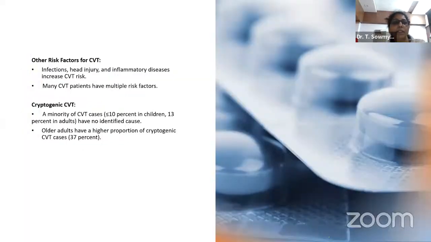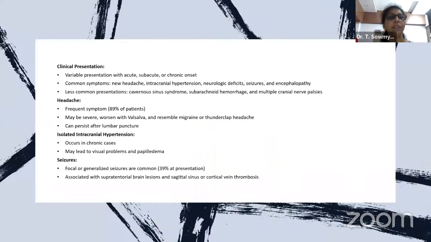And the other risk factors of CVT are head injury and inflammatory diseases, which increase the risk of CVT. And there is cryptogenic CVT, where we don't find any cause, and it is less than 10% in children and 13% in adults. And older people have a higher proportion of cryptogenic CVT, at 37%.